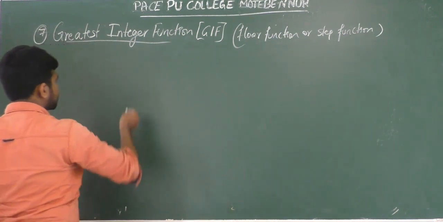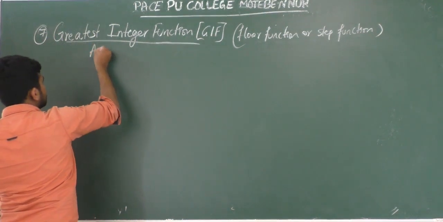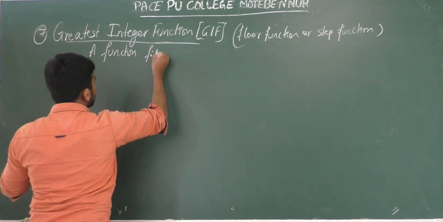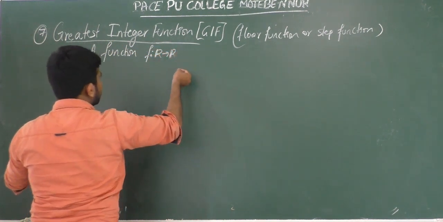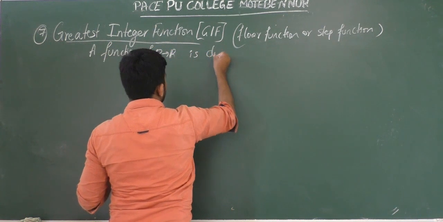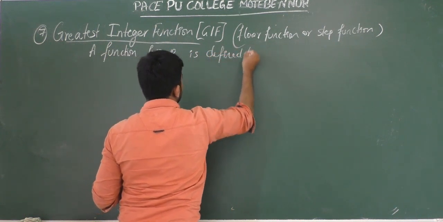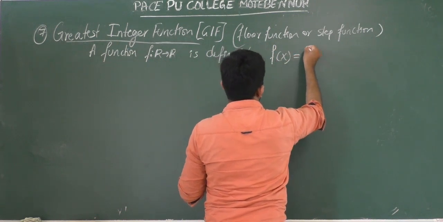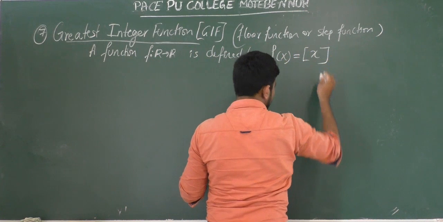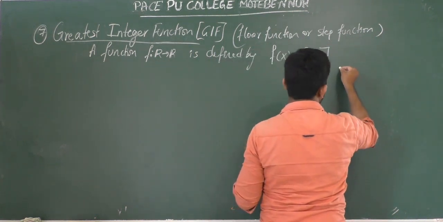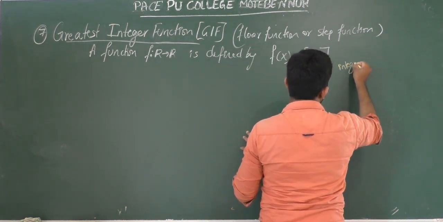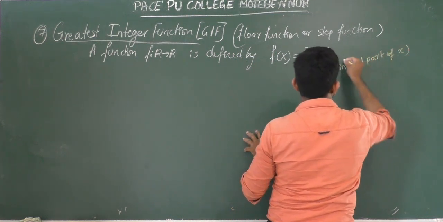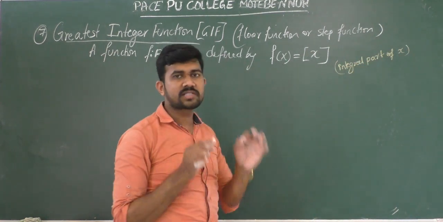Okay, see here, a function f from R to R is defined by f of x is equal to integral part of x. This notation is called integral part of x, or box x, it can also be called.